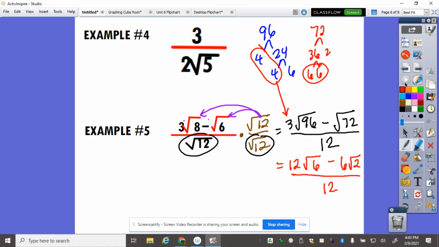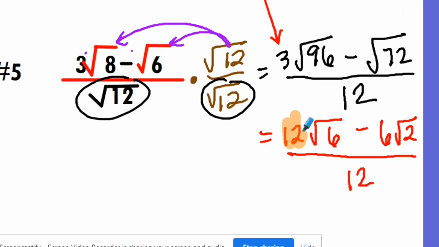Okay. Now, you have to understand that this 12 here and this 6 here are all divisible by 12. We do not pay attention to the radicand. We do not care if they're all divisible by 6 or 12. We care about the coefficient.